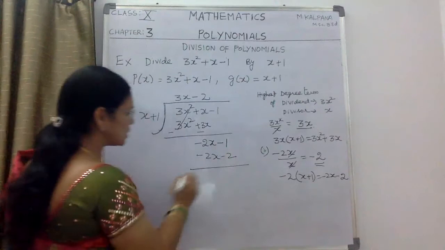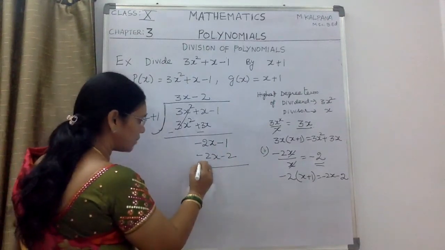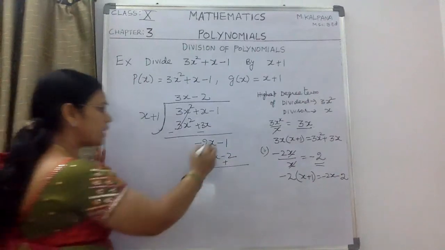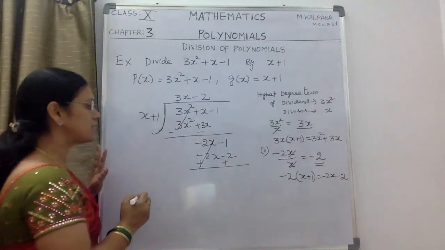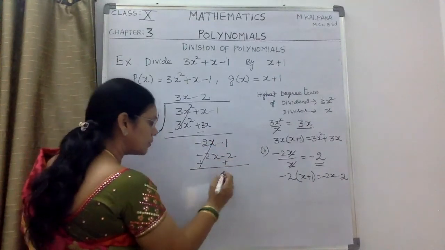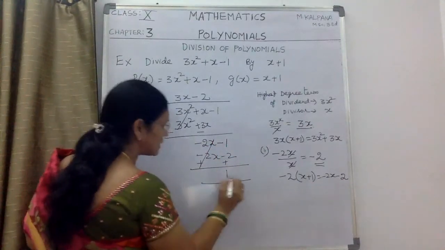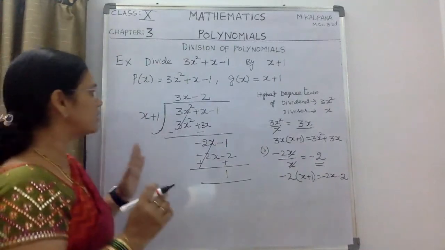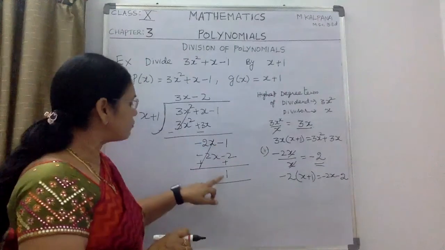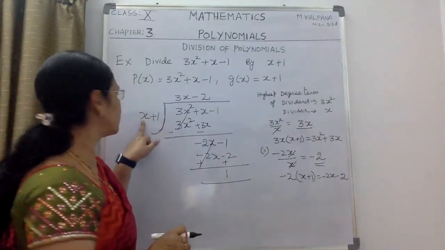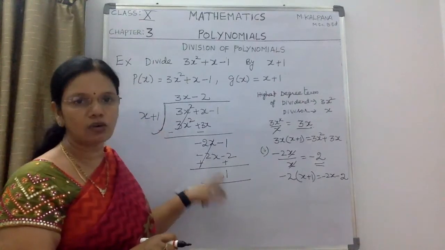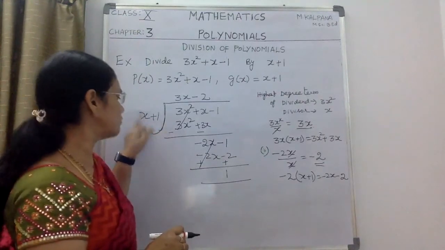So do the subtraction, children. Minus into minus, plus. And here also this becomes plus. Minus 2x and plus 2x will get cancelled. Minus 1 plus 2. Here you are going to get 1 as the remainder. And here we can stop the process of the division. Why? Because degree of 1 is less than degree of the divisor, that is x plus 1. Because the degree of 1 is 0, degree of x plus 1 is 1.